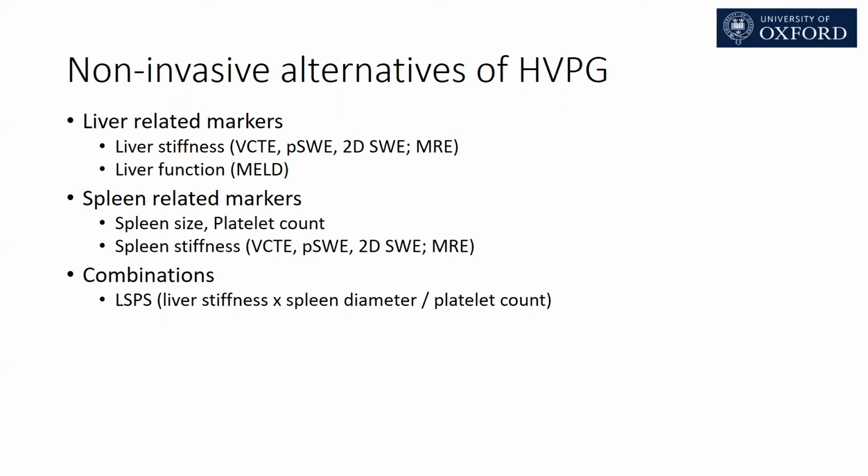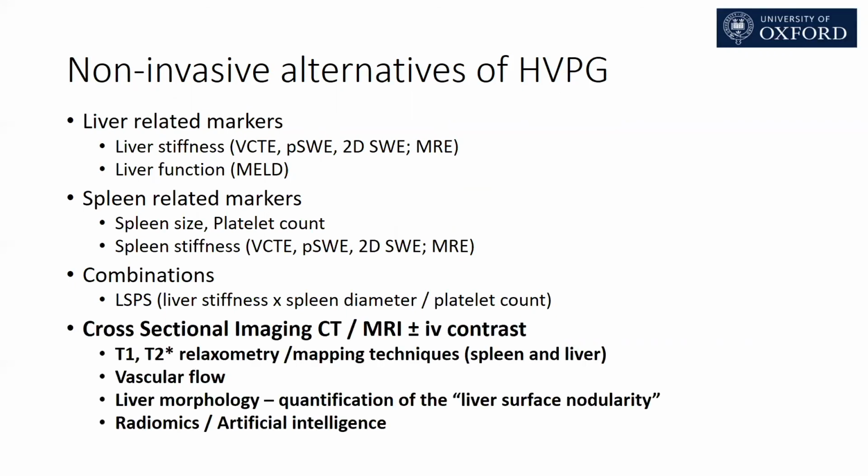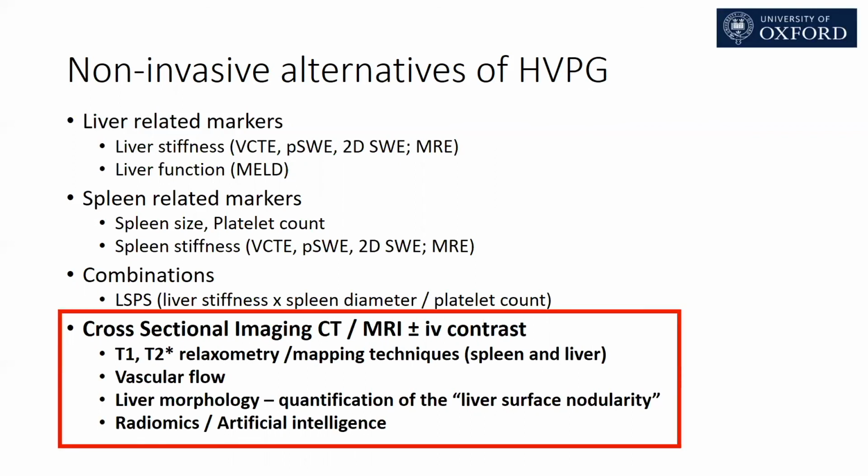And there's also a lot of interest that has developed in using cross-sectional imaging techniques using CT or MRI with or without contrast to assess hepatic vein pressure gradient. And there's a variety of techniques that have been used, and this is going to form the focus of the rest of my talk, which the imaging techniques in their entirety, I would say, probably represent a minority of the techniques that have been examined in this area.